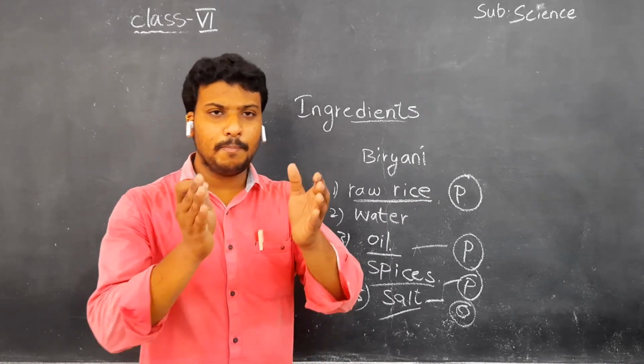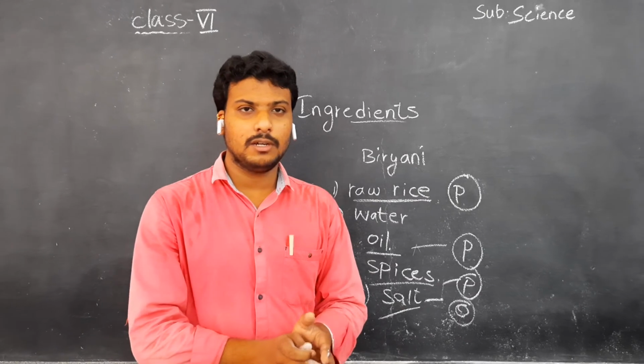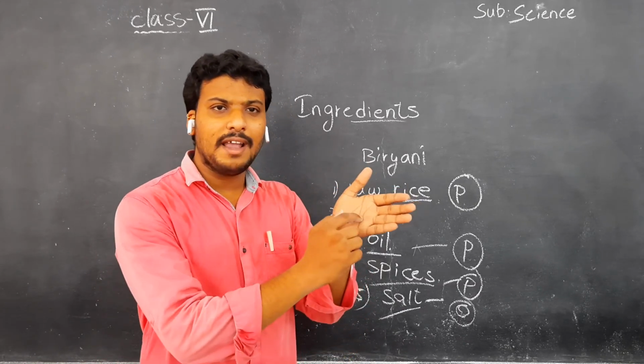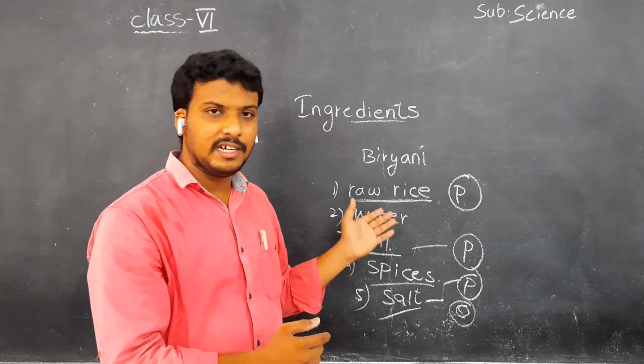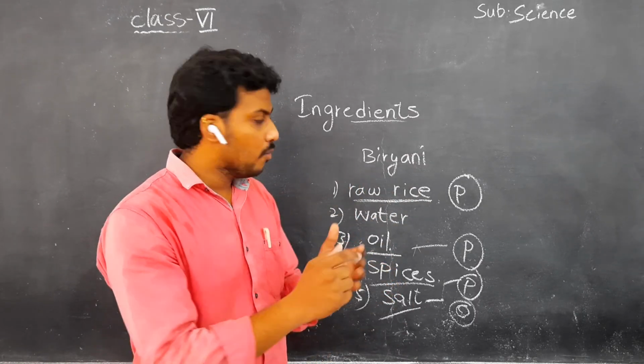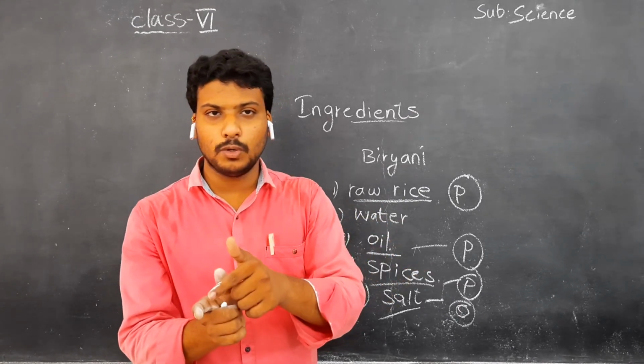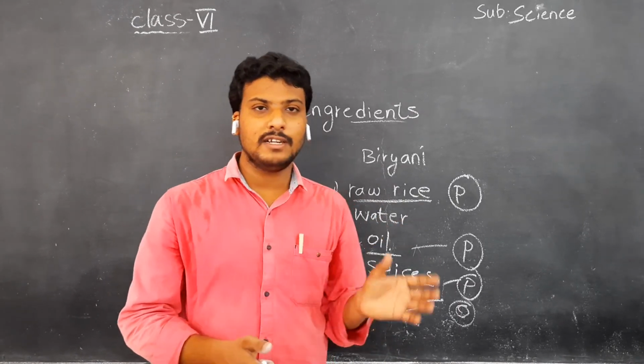Like this, you prepare one activity, children, of your own. Take any packet and list the ingredients, means materials, and you check from which source each material came, like plant or other source or animal. You try to write it, children.